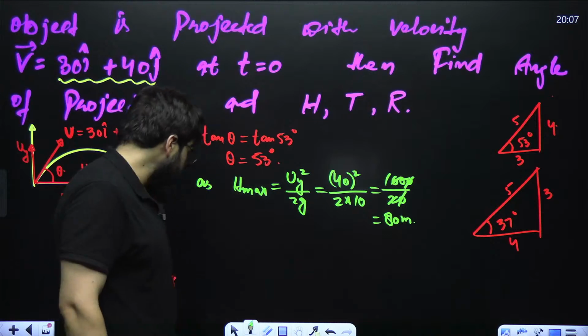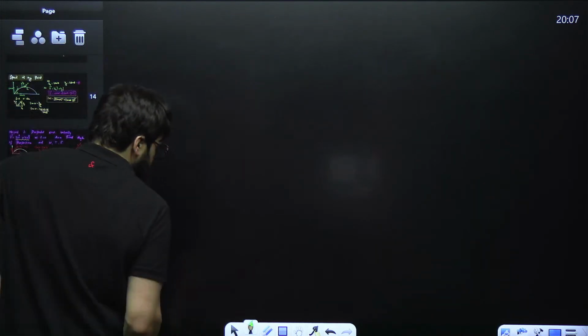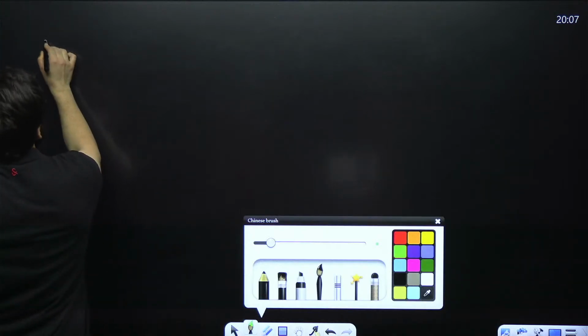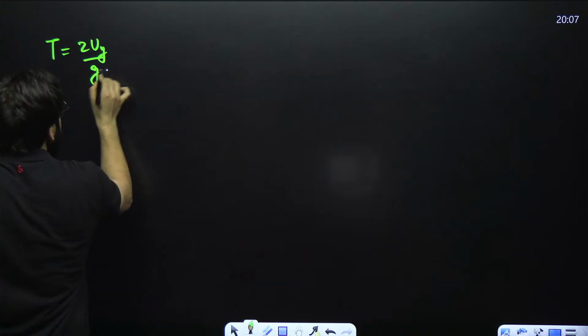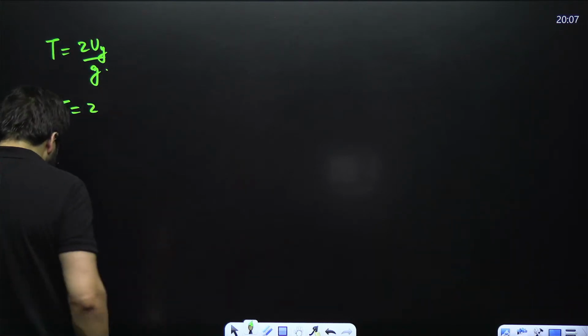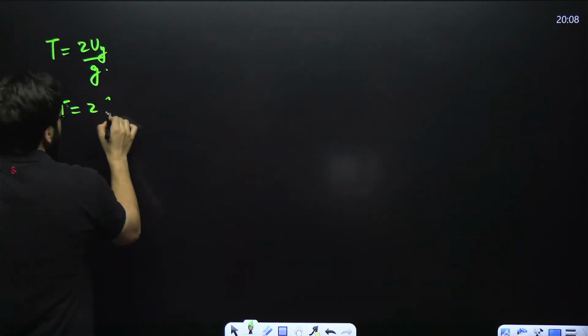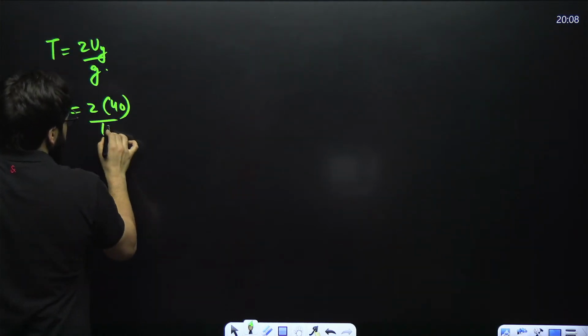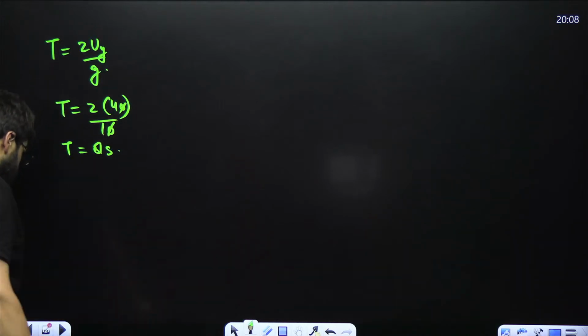What is the value of time period in this particular case? Let's find the value of time period. Time period is 2uy divided by g. What is the value of uy? Uy is 40. So I'll write 2 into 40 divided by 10. This and this will cancel. So t will come out to be 8 seconds.